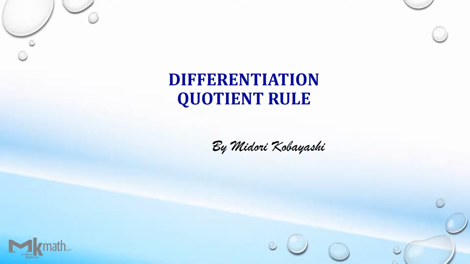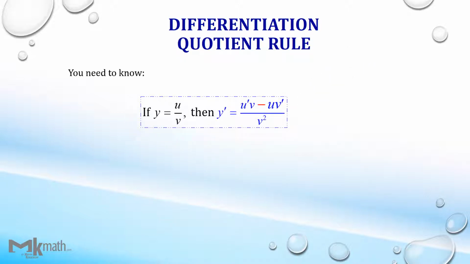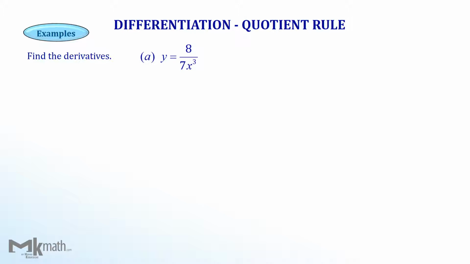In this video, I'd like to show a few examples of differentiations using the quotient rule. Before showing examples, you need to know the quotient rule formula. Please note that the numerator has a subtraction symbol and the order of terms. Let's take a look at the first example.